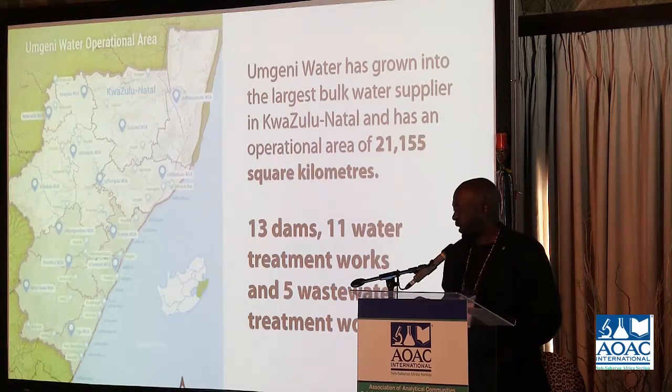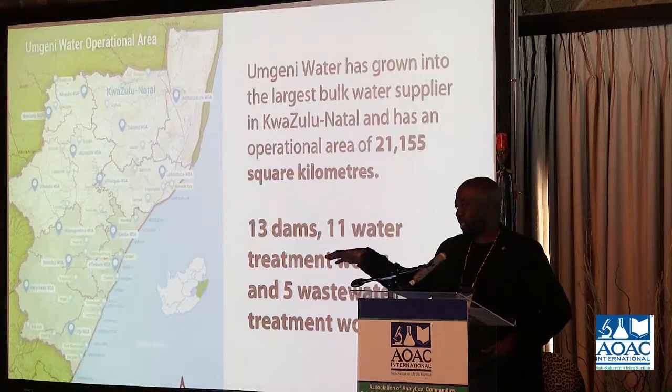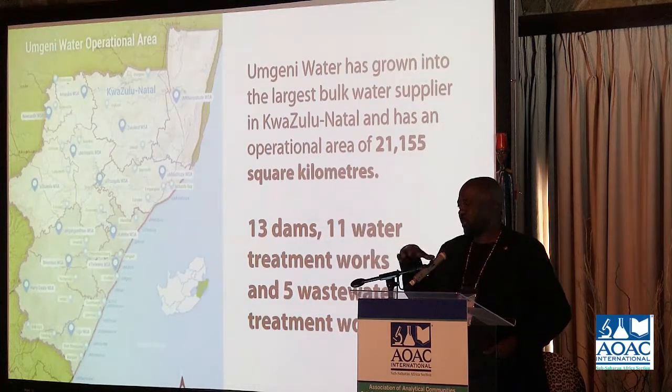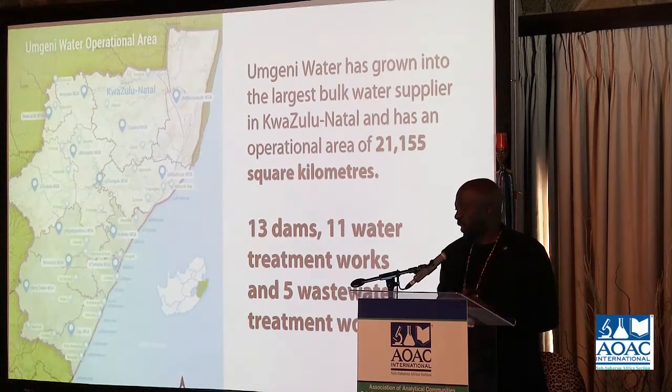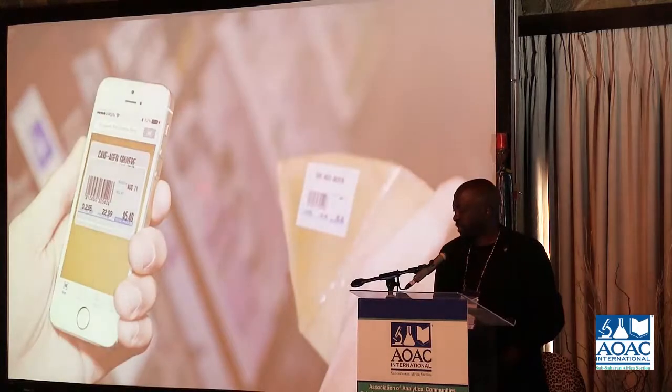So what that means is in KwaZulu-Natal, you can have them at all the various locations. So they have about 13 dams that they test. They have 11 water treatment sites and 5 wastewater treatment sites. So they're actually going to put the systems at all those sites. And then they will have an additional 2 systems that will be at the lab. So what that would do is that when the samples are normal, they would not need to go to the lab. But if there's something that seems abnormal in the test, then they would go to the lab. So that really just helps to accelerate the process.